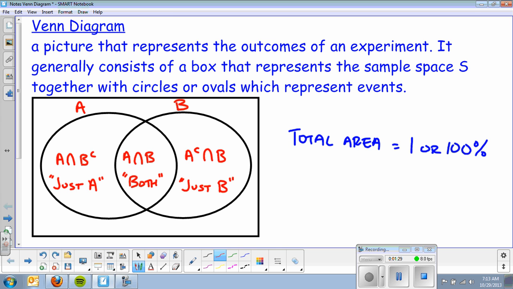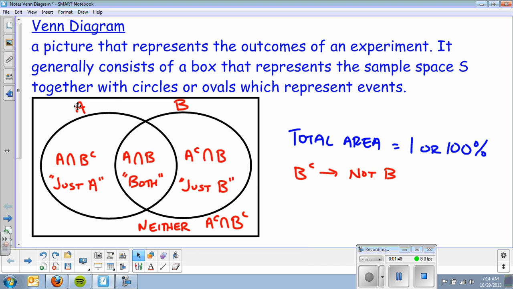And in the bottom, we've got neither. Okay, it's still in the square or the rectangle, but it's not inside either one of the circles, so it's not A and not B. And remember that little C means not. Just a little quick review.